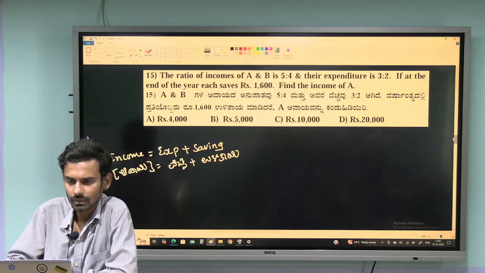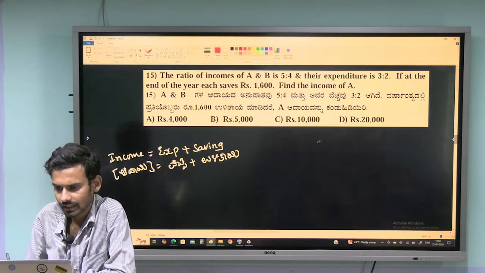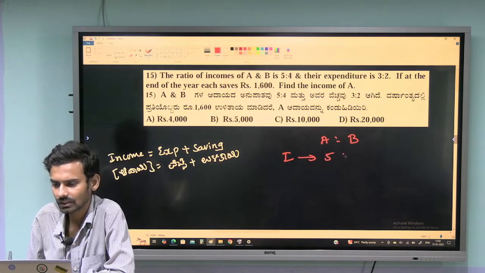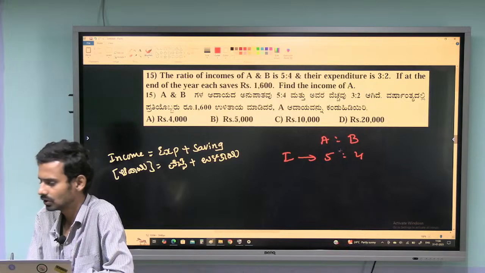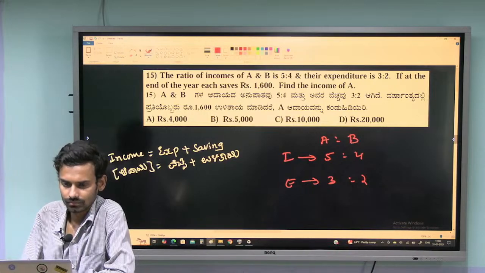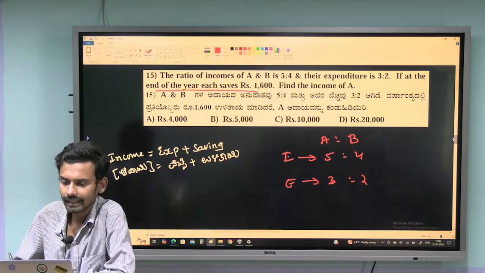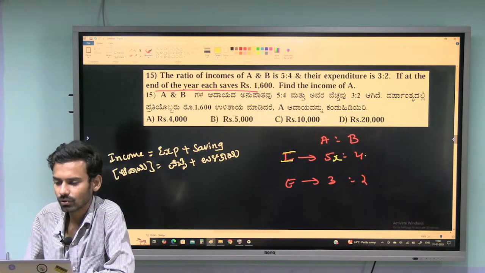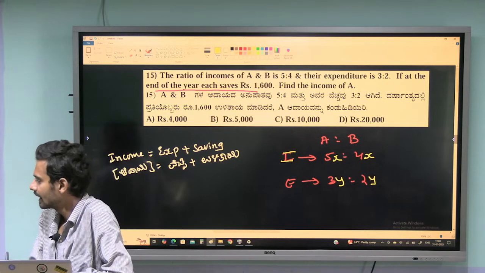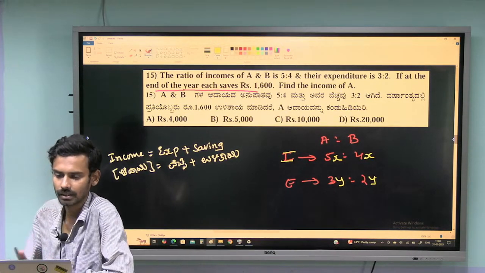So what is the question saying now? The ratio of income of A and B is 5:4. Let me take this as A, this as B. Income ratio is given as 5:4 and their expenditure is 3:2. At the end of the year, each saves 1600. So can I take income as 5x and 4x and expenditure as 3y and 2y? Here again you should not use x because x is already used for income. You need to use some other variable.